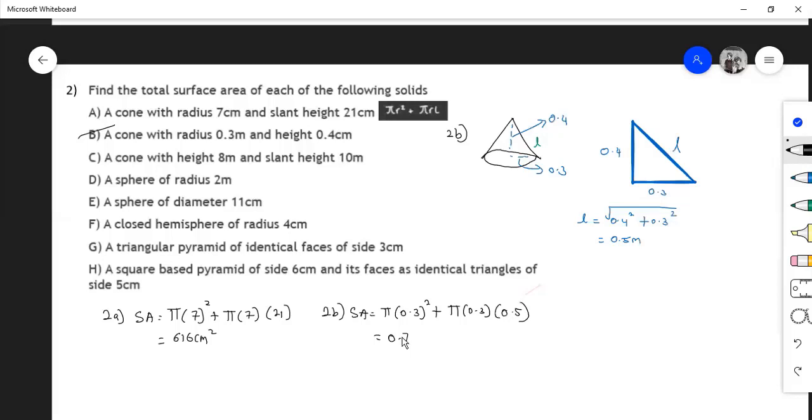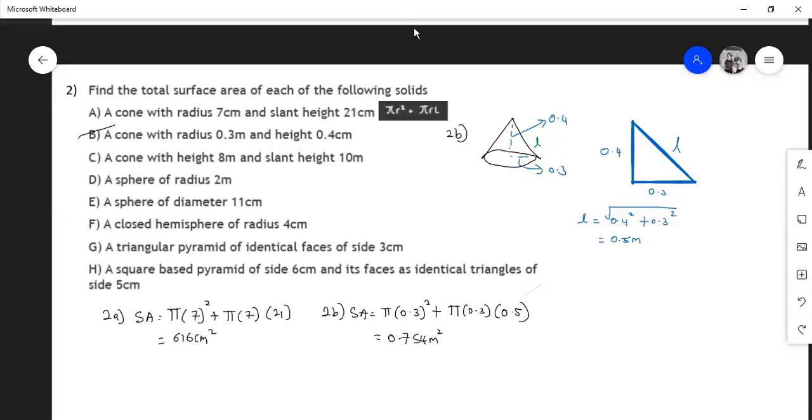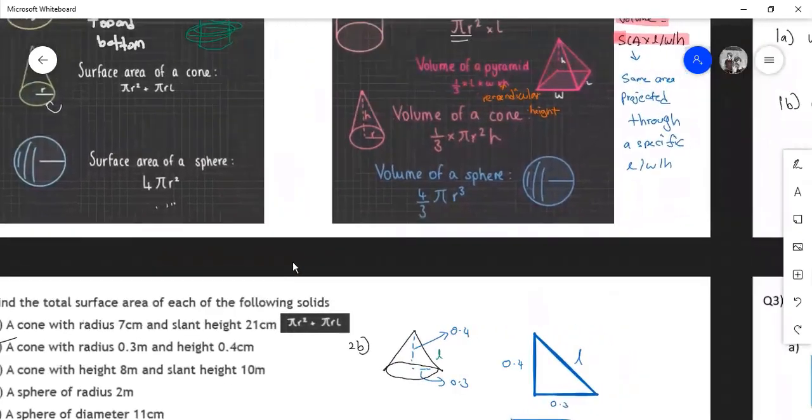Okay, so 0.754 meter square. That's for 2b. So the rest is cone. I don't want to explore a lot about that. Maybe we can just try another variation, which is sphere.